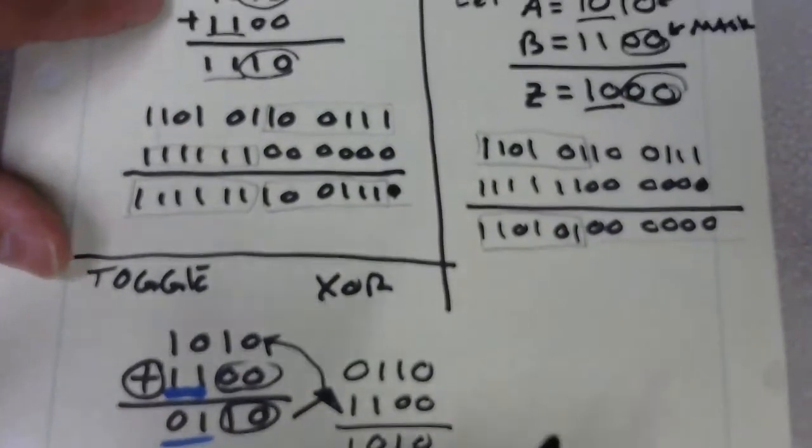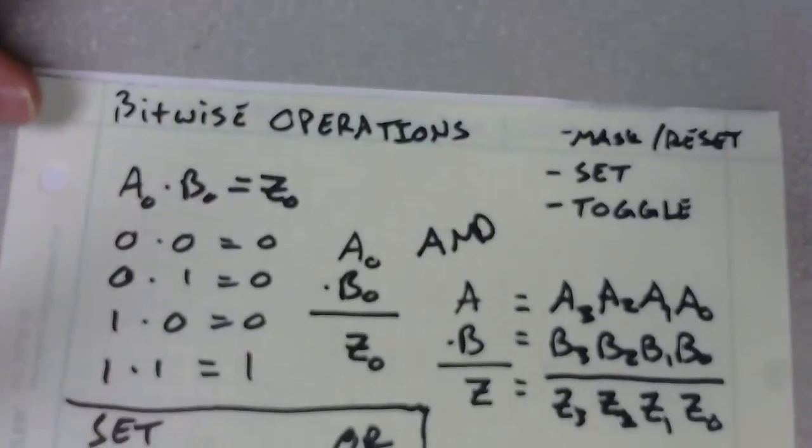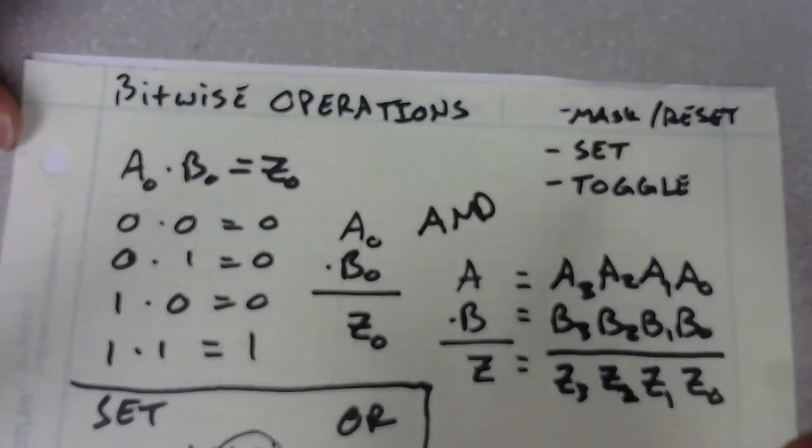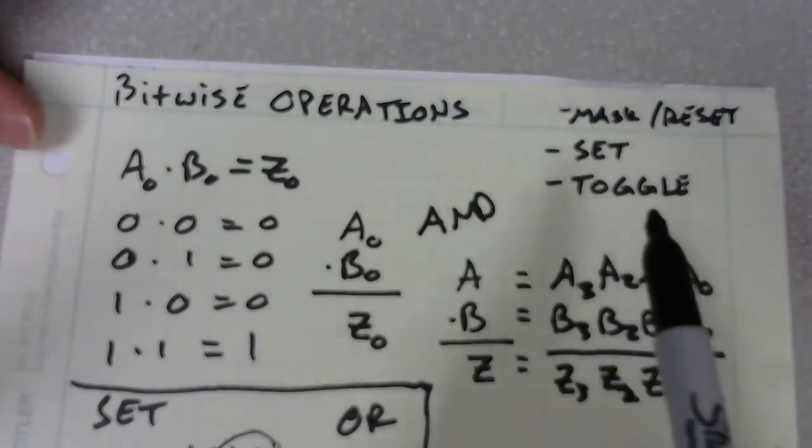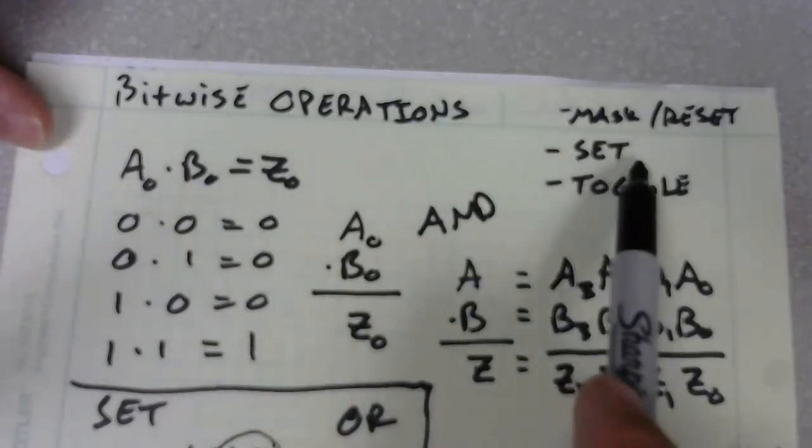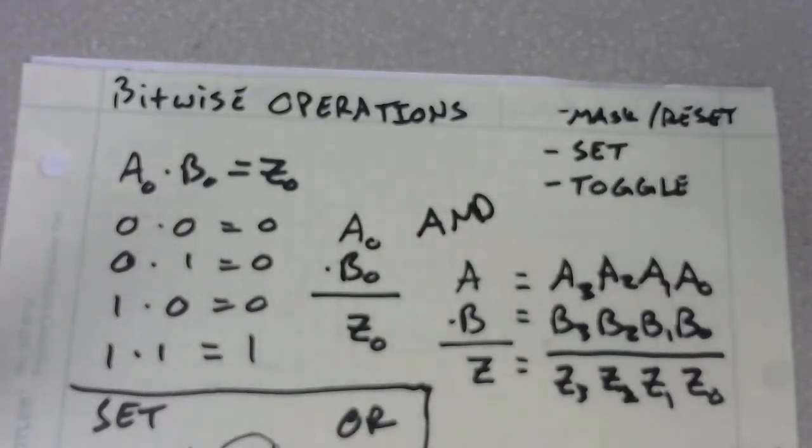All right, and that's our 3 types of bitwise operations that we're going to cover: masks or resets, because we're forcing things to 0, sets with the OR, and XOR to toggle.